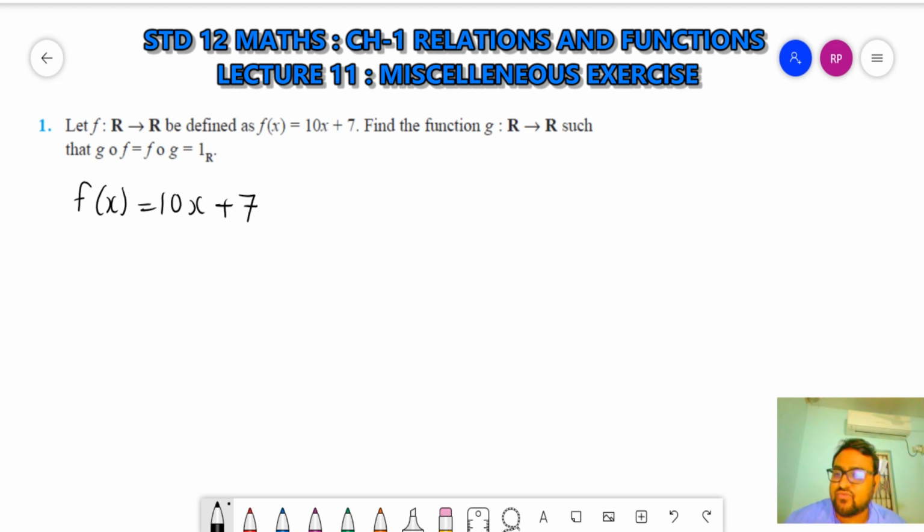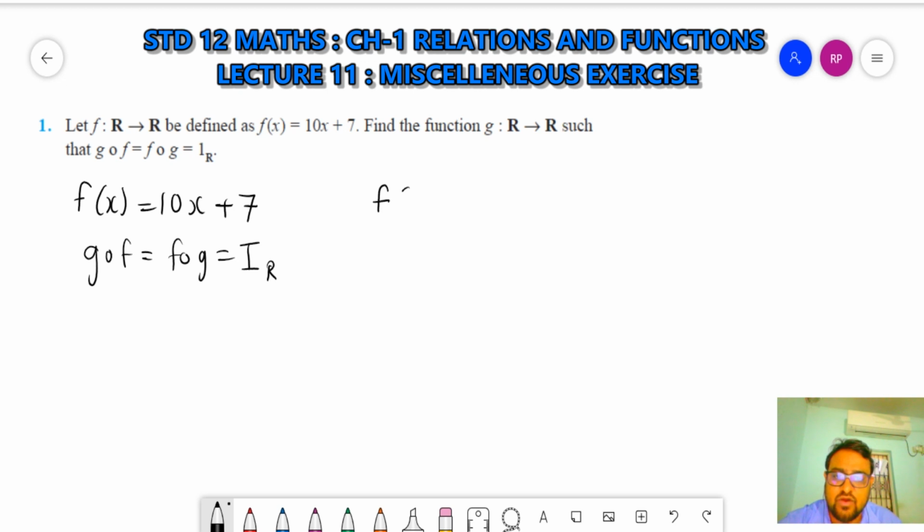Okay, so it is given that g o f equals f o g, which is equal to the identity function on R. So we have to find such a function. Clear? So that f o g equals g o f, and that is equal to I_R, the identity function. If f is an identity function, then f(x) will be equal to x. Here f o g and g o f are identity functions, right?